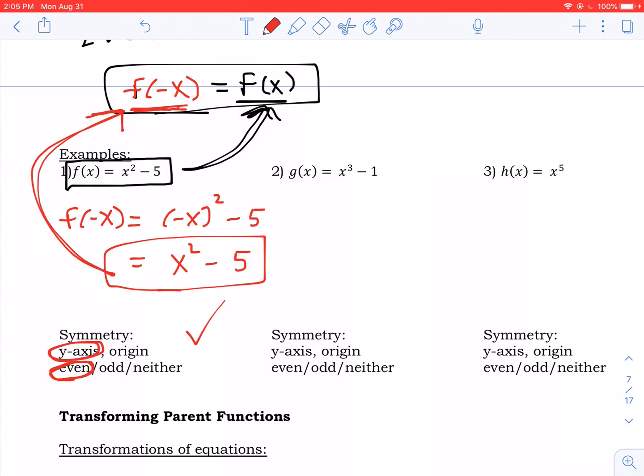Awesome. So that one wasn't too bad. But let's realize we could have gotten around it pretty quickly if we realized that x squared minus 5, this original function, is just the quadratic that's been moved down 5. And you can see pretty quickly that that has y-axis symmetry.